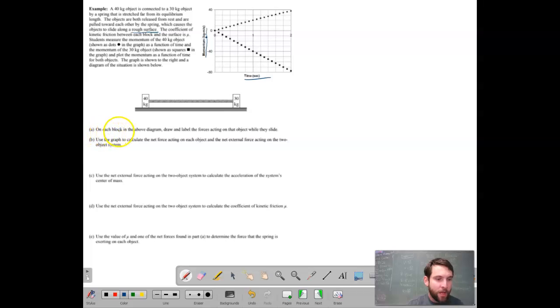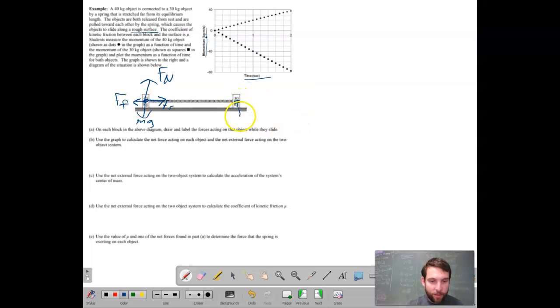For the first part, on each block, draw and label the forces acting on the object while they slide. Okay, so let's go ahead and we'll do the easy one, the weight force, mg. Then that means we also have the normal force, Fn. We have the spring force pulling us this way, Fs. And then we have friction opposing sliding in the opposite direction.